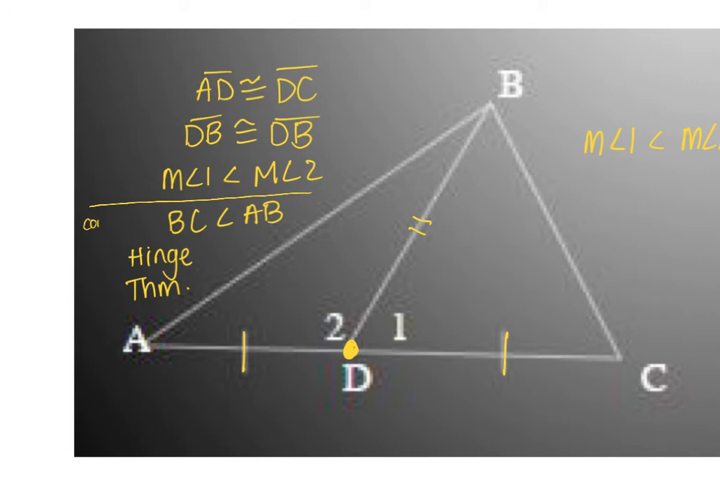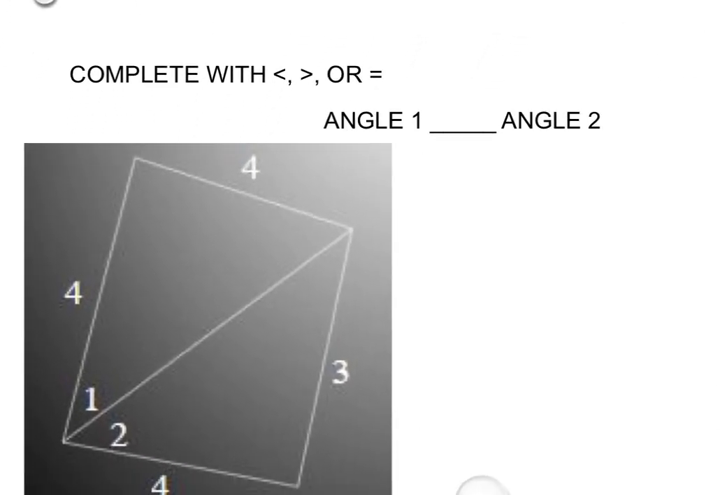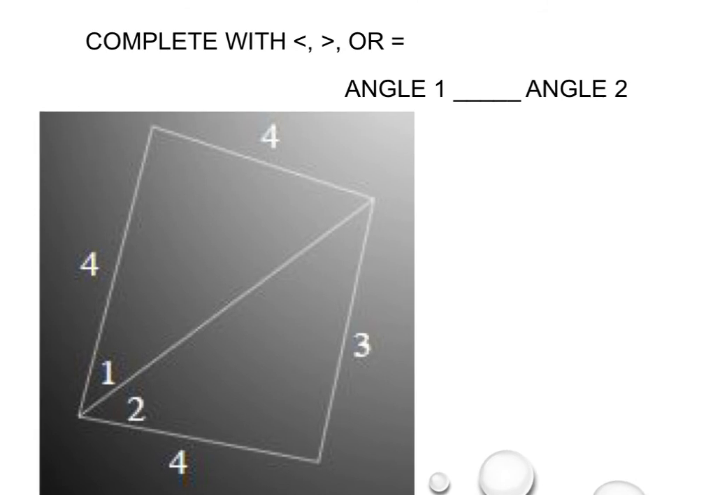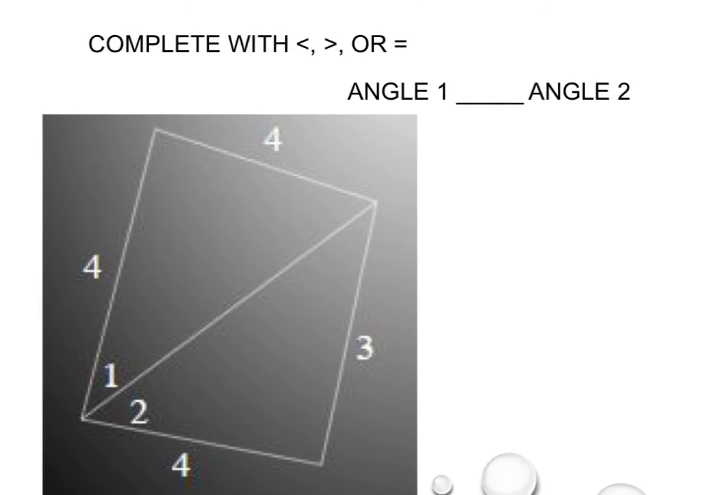This is our conclusion. Okay? So what we're saying is that BC, that side opposite angle 1, is less than the side opposite angle 2, which is AB. Complete with greater than, less than, or equal to. Angle 1 is going to be compared to angle 2.